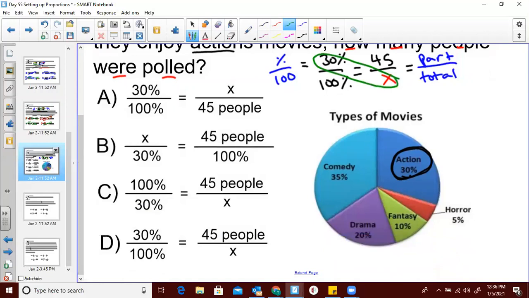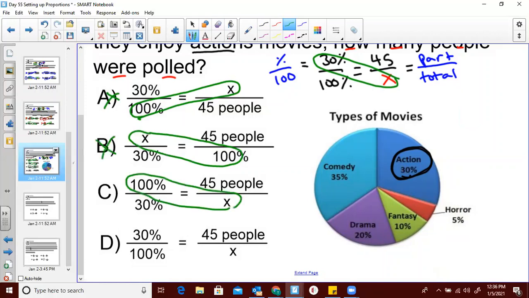And use our handy dandy trick. A's out. X matches up with 30%, does not. Matches up with 100%, does not. And here we go, X matches up with 30%. So the answer is D.